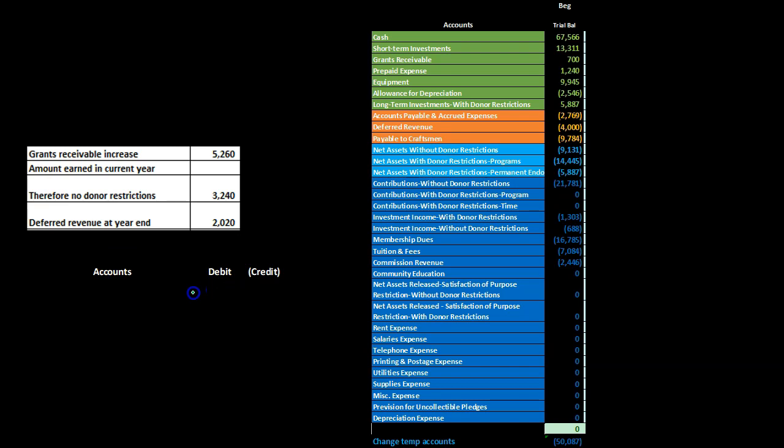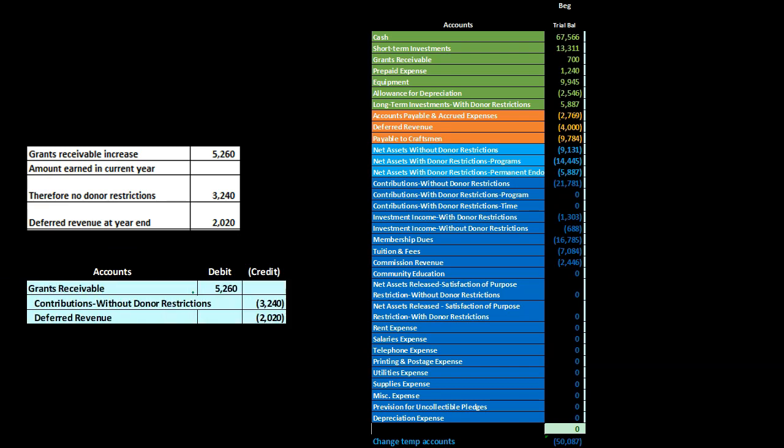That's going to increase the accounts receivable, similar to if we were going to give an invoice in a for-profit type of organization. We expect to have that at this point in time. Therefore, we're going to record the receivable of 5,260. We're going to credit the contributions without donor restrictions, because we have no donor restrictions on the portion of the 3,240, because that's the amount that has been earned in the current year.